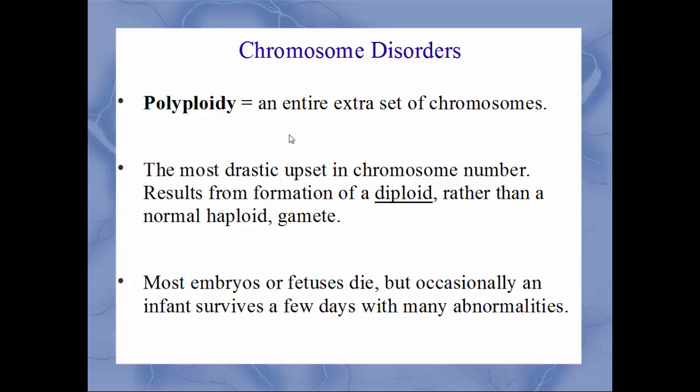And the way this happens is during meiosis, instead of the sex cell being haploid, having that number of 23 chromosomes, they have 46. There wasn't a complete split of the chromosome. So this is by far the most serious change you can have with chromosomes, having a whole complete set.